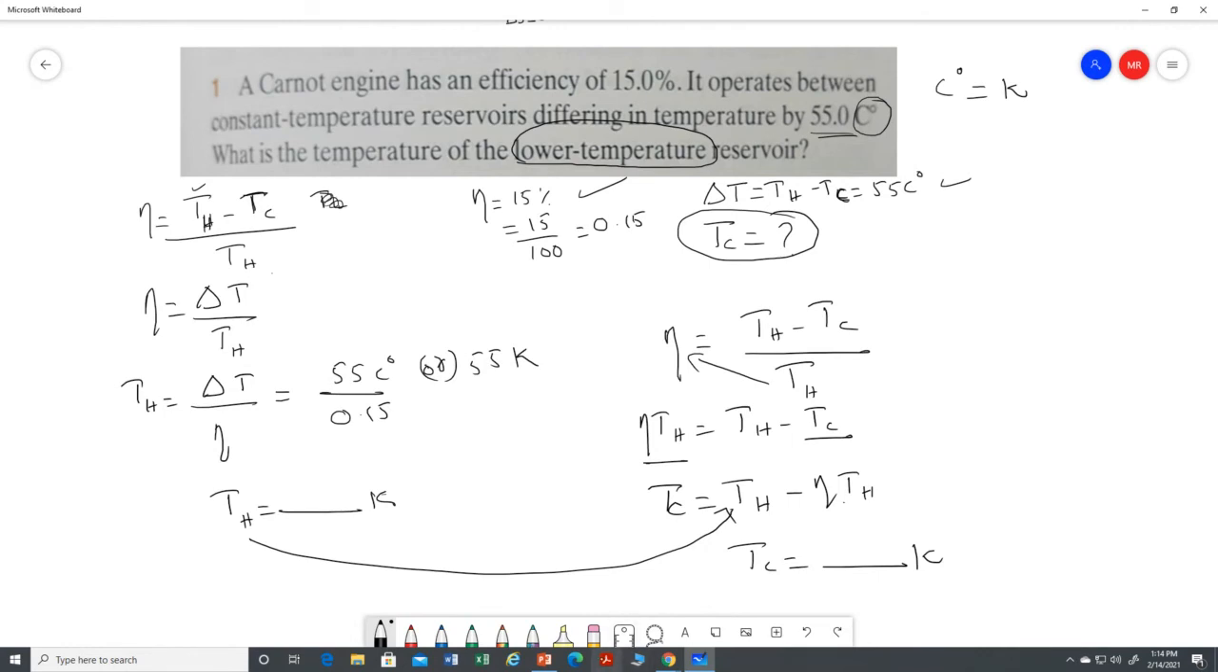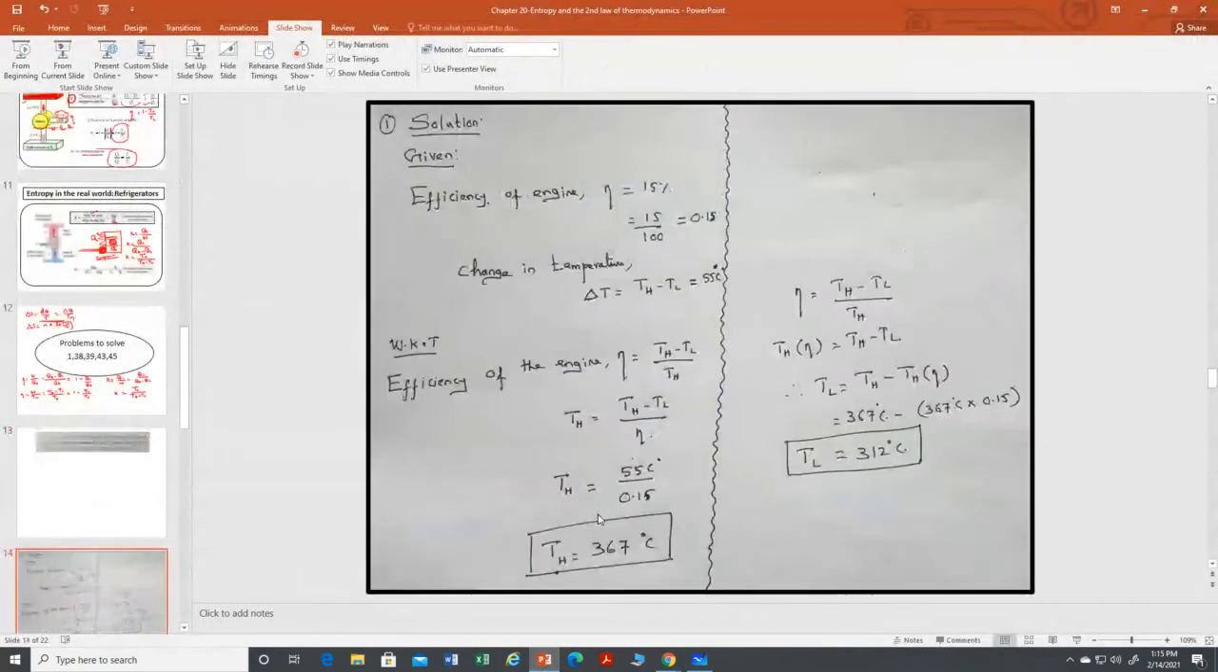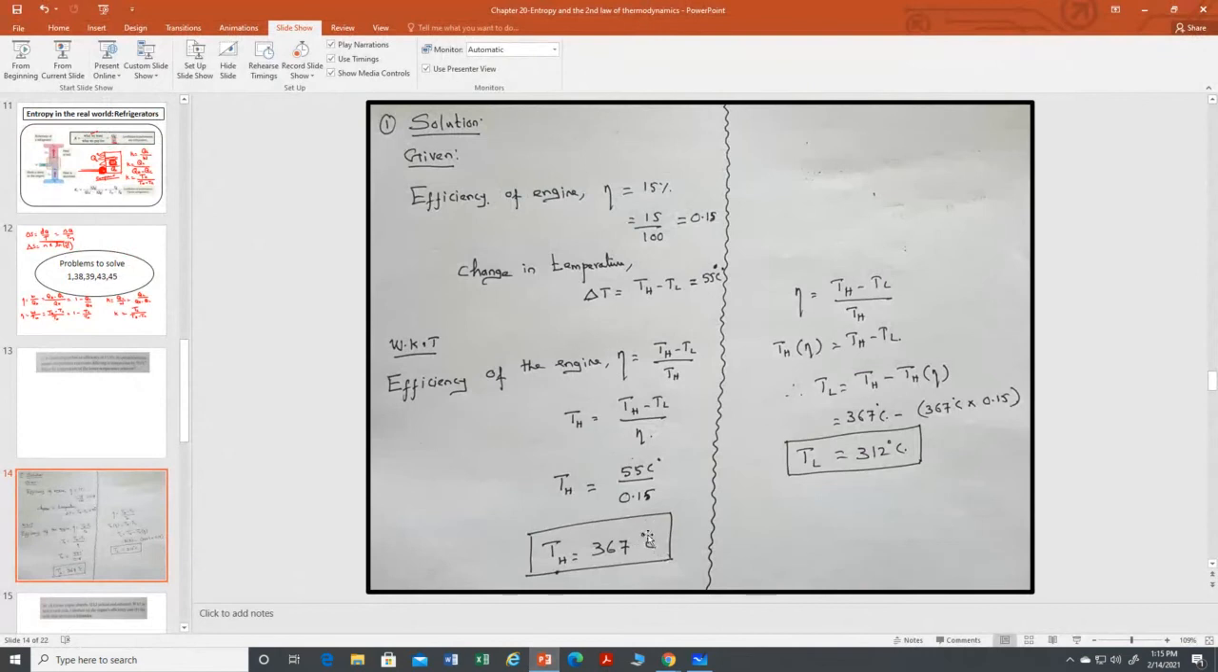Yes, my dear. Actually, in the slides, I put degree Celsius. But please, it's my kind request to all of you. Please change this degree Celsius to Celsius degree. Clear?